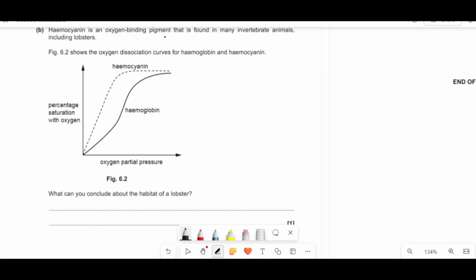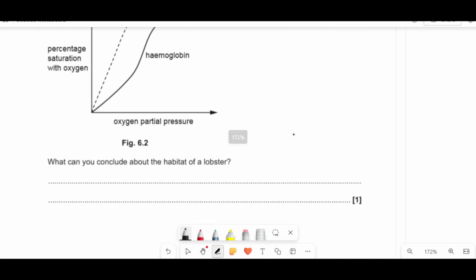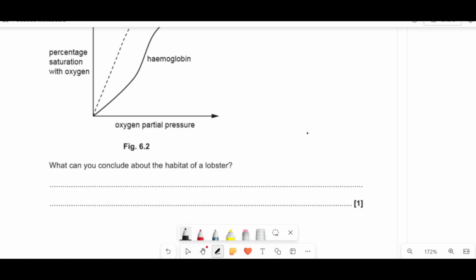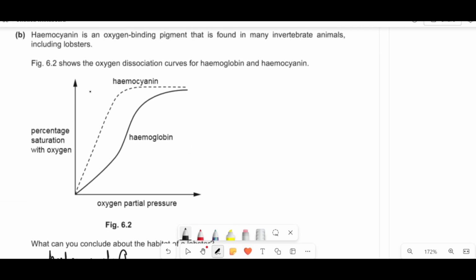Hemocyanin is an oxygen-binding pigment found in many invertebrate animals, including lobsters, and here's the oxygen dissociation curve for hemoglobin and hemocyanin. If you have a look, the hemocyanin's holding onto the oxygen way longer, and then bang, it drops it. So that means the affinity is higher. It says, what can you conclude about the habitat of a lobster? If this is holding on to oxygen for more, it must be in an environment with lower oxygen. Habitat, lower O2. That's it. Why on earth would it want to hold on to more? Lobster's not really doing very much else.